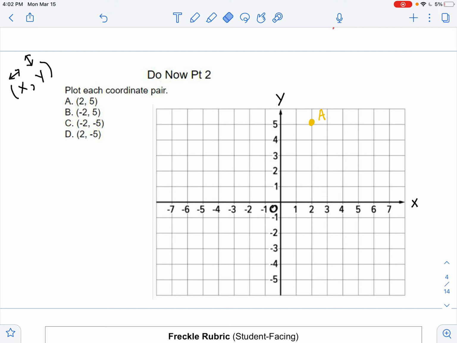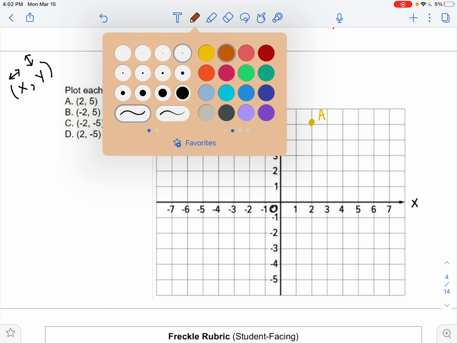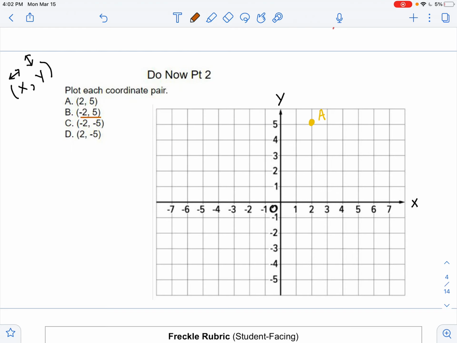Same thing with point B. I've got -2, +5. So in this case, my side to side will be over to the -2 and up to the +5, which is point B.